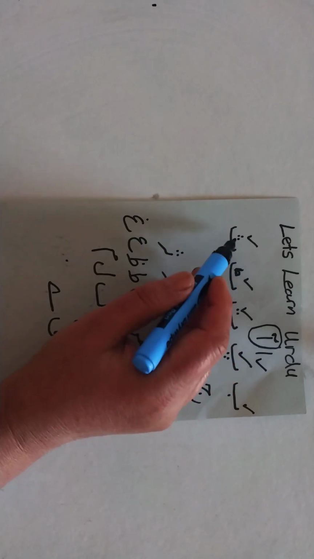Today we are going to learn 2 more alphabet, which is D and C. So let's start.